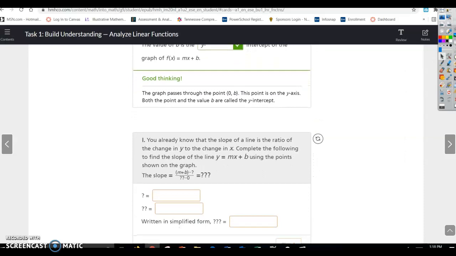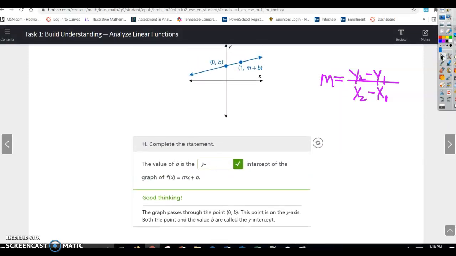So you already know that the slope of a line is the ratio of the change in y to the change in x. Okay, just a little refresher here. We learned this the other day. So m equals your change in y over your change in x. Okay, so that was our y2 minus y1 over x2 minus x1. That was the slope equation we learned the other day. All right, so using these 2 points here, we're going to have (0, b), and we have (1, m plus b).